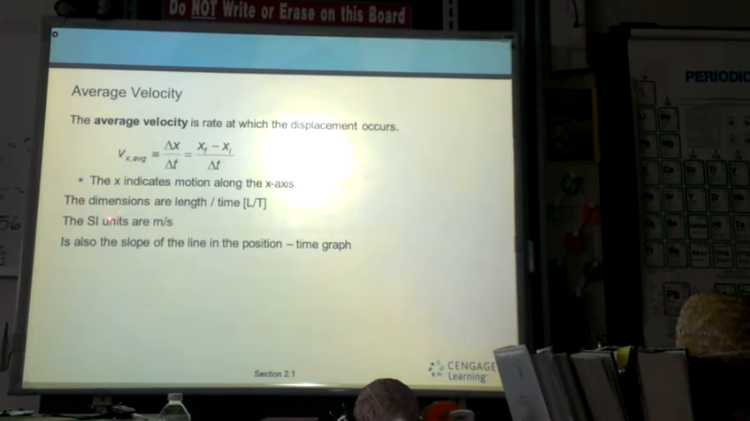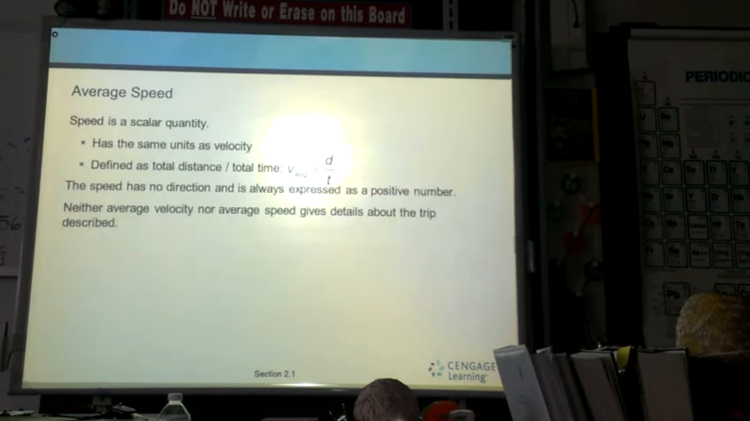The dimensions for average velocity is just length over time, and the SI units are going to be meters per second. So all of our average velocity should always be in meters per second. I can find average velocity from a position time graph because the slope of the line of a position time graph is the average velocity, or is the velocity.